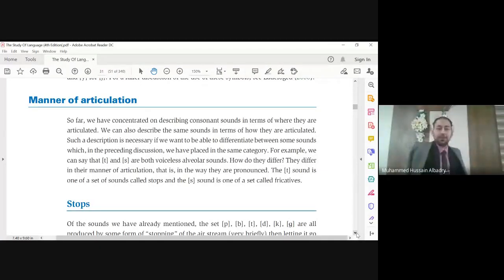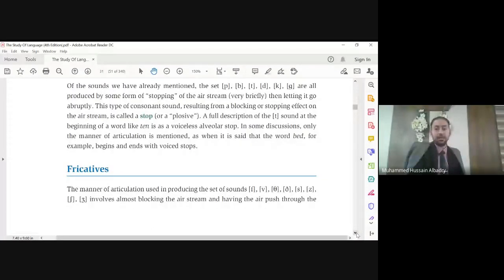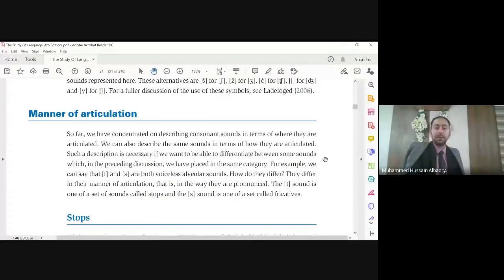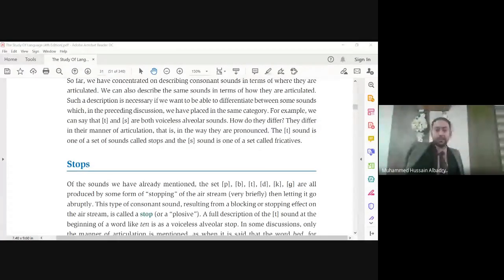Manner of articulation. Okay, we have stops, fricatives, affricates, nasals and glides. We will start with stops. What do we mean by stop as manner of articulation? Yes, well, they are easy. As I said, you are familiar with this.